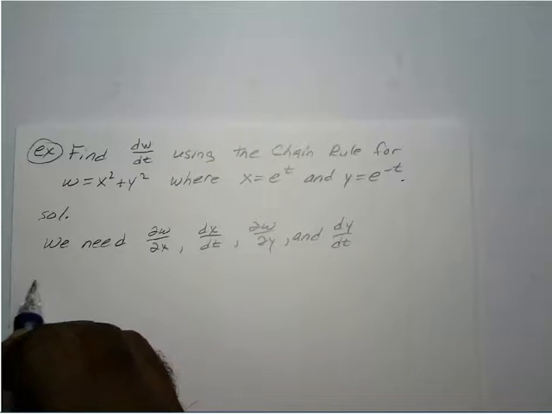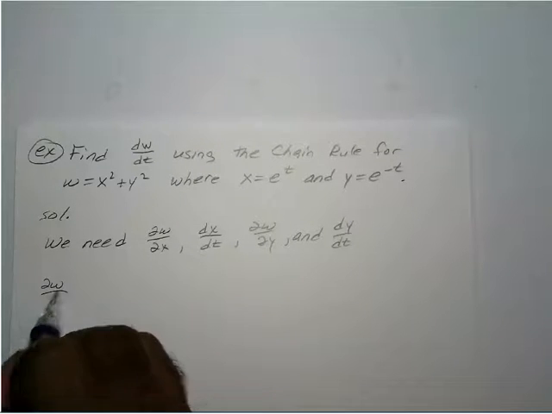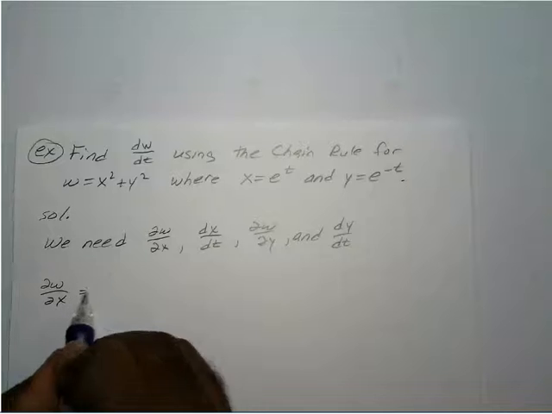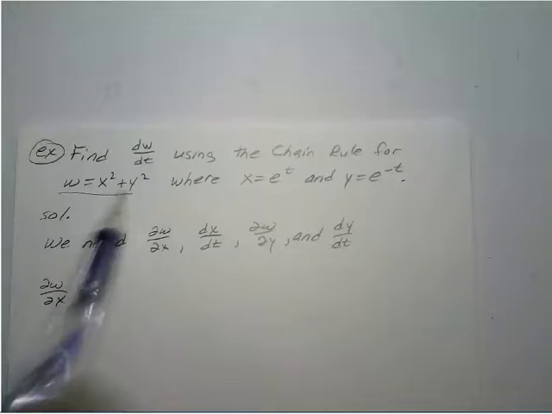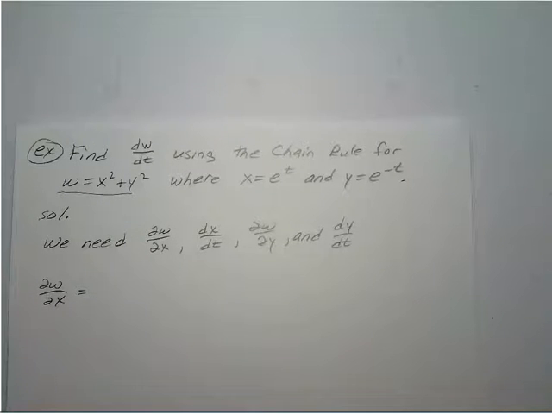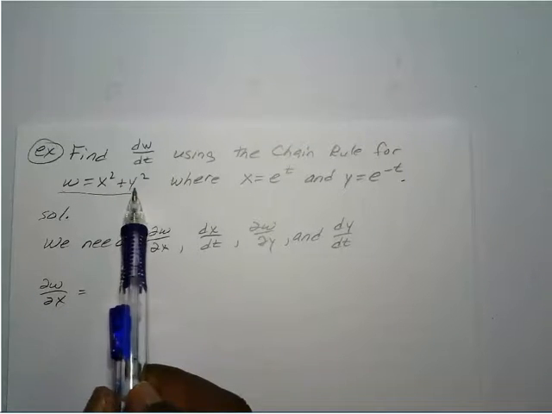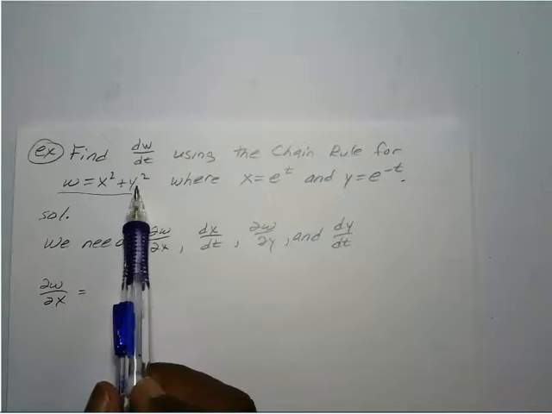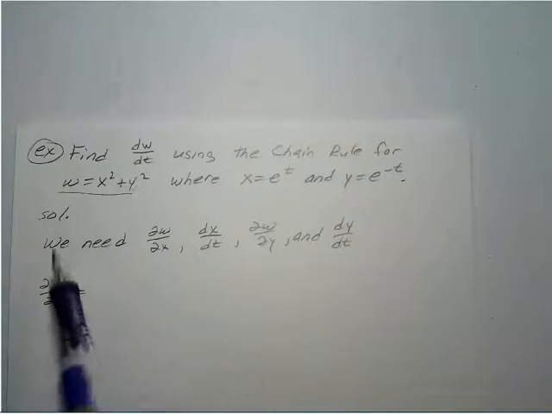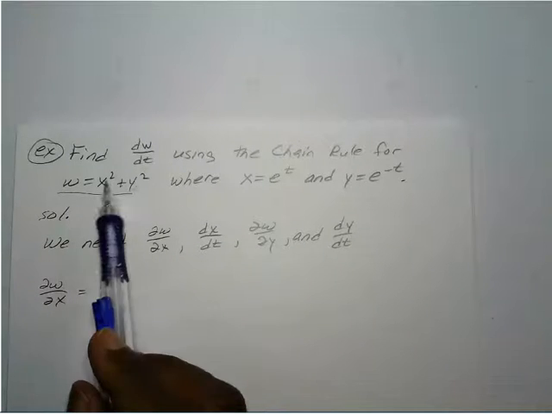All right, so calculating those, our partial w with respect to x. Remember, this is our w here. So for the partial derivative with respect to x, we know that y squared is going to be just a constant, and the derivative of a constant is just 0. So that disappears. The derivative of x squared is 2x.